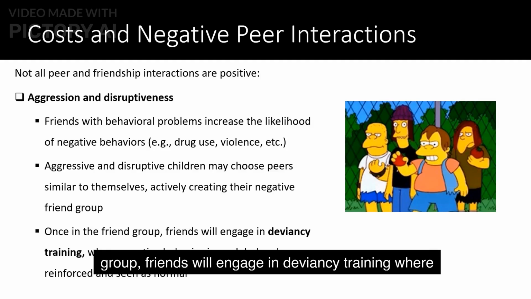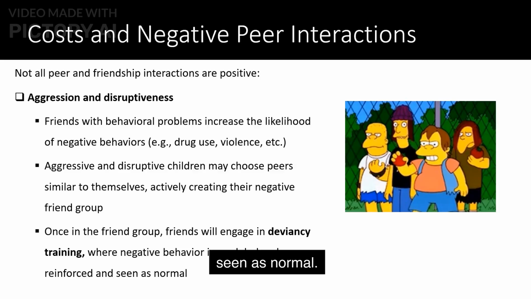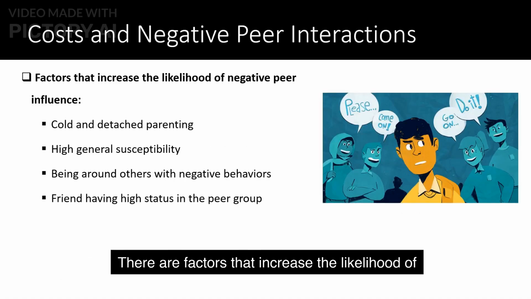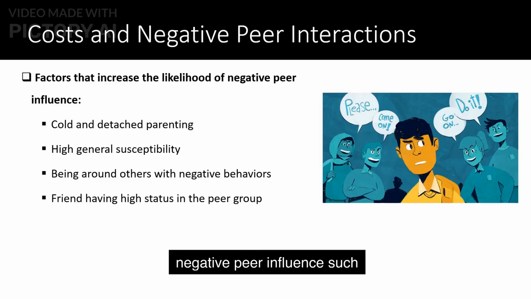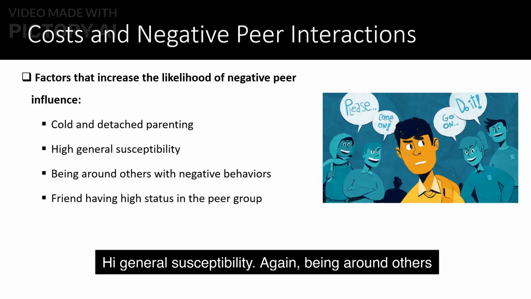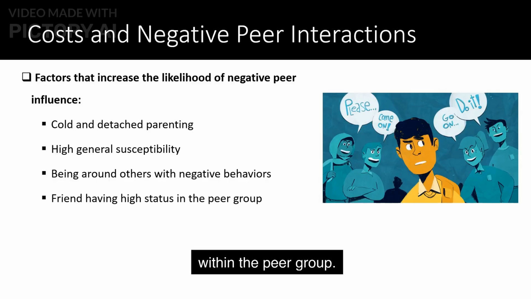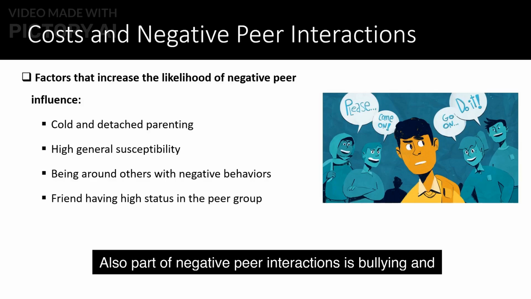Once in the friend group, friends will engage in deviancy training, where negative behavior is modeled and reinforced and is then seen as normal. There are factors that increase the likelihood of negative peer influence, such as cold and detached parenting, high general susceptibility, again, being around others with negative behaviors such as drug use, and the friend promoting this behavior having a high status within the peer group.